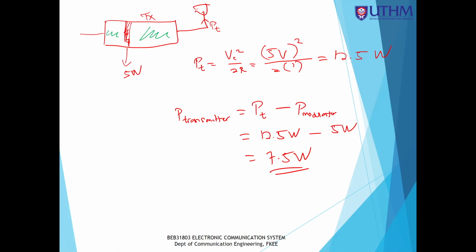So the modulator produced 5 watt, and the total power, we know that 12.5 total power is the power transmitted to the antenna. Therefore the average transmitter power is equal to total power minus the modulator power, which is 7.5 watt.